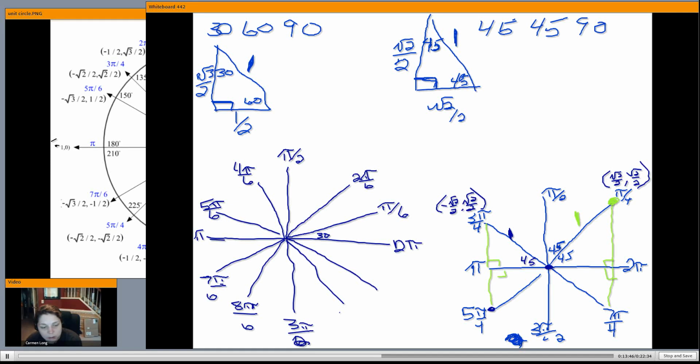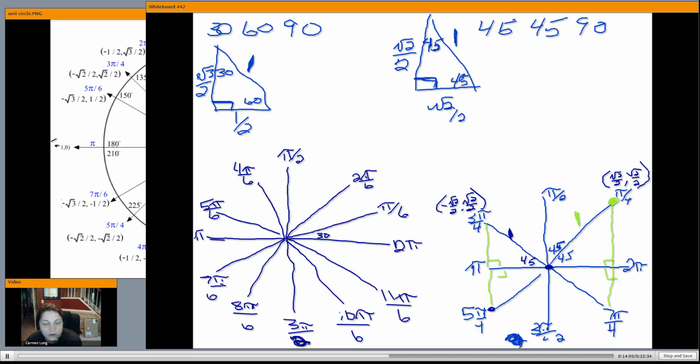2, 3 pi over 2. 8, 9, 10 pi over 6. And of course, we're going to reduce that. 10 pi over 6. 11 pi over 6.